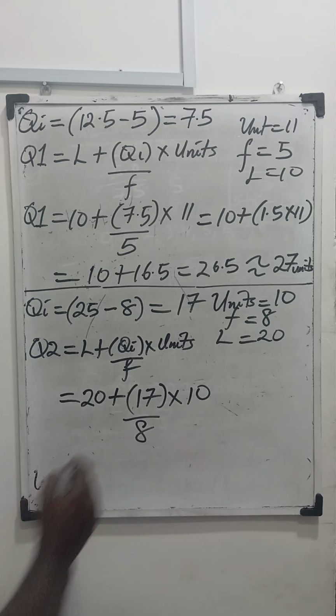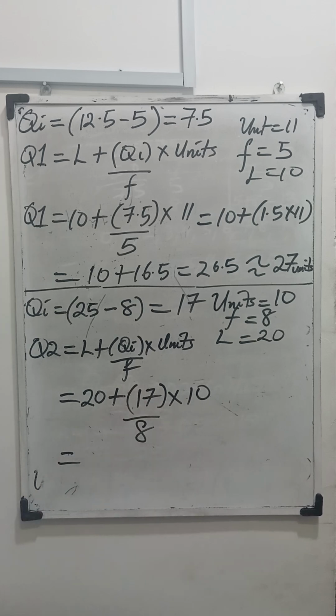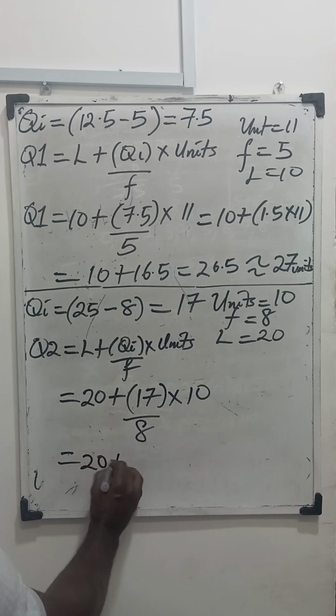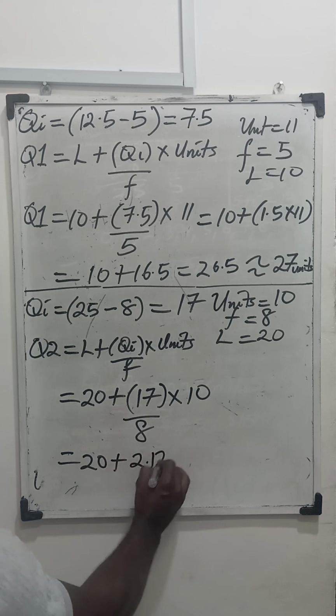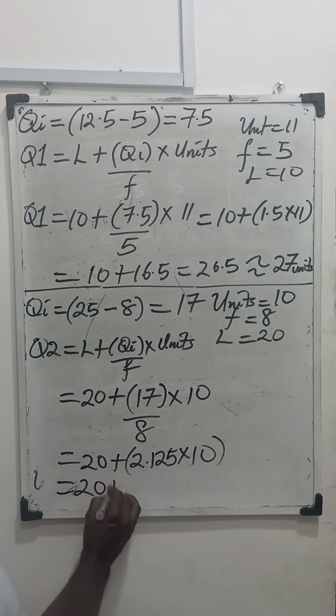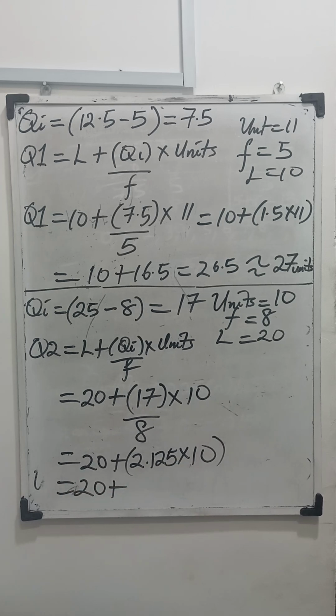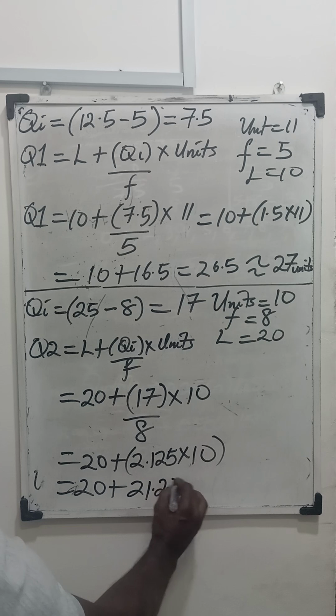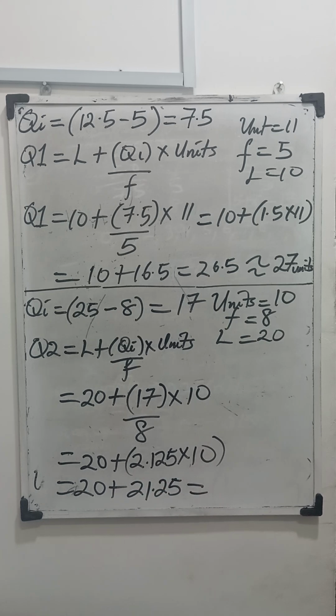What's the frequency? So let us divide this. Let's do 17 divided by 8, for us to be able to get that value. I think you should stop writing first. Just pay attention so that you can get it. So 20 plus 2.125 times 10. You put this in brackets. If you multiply 2.125 times 10, what you get is 21.25.